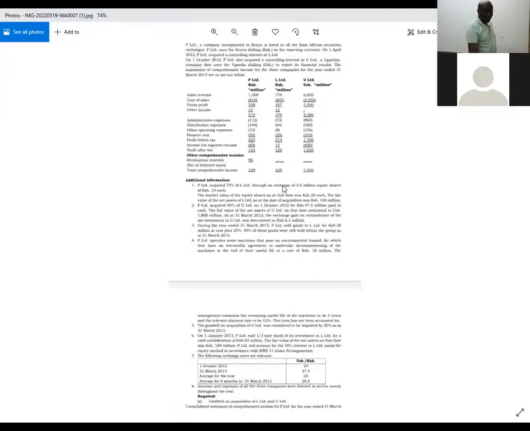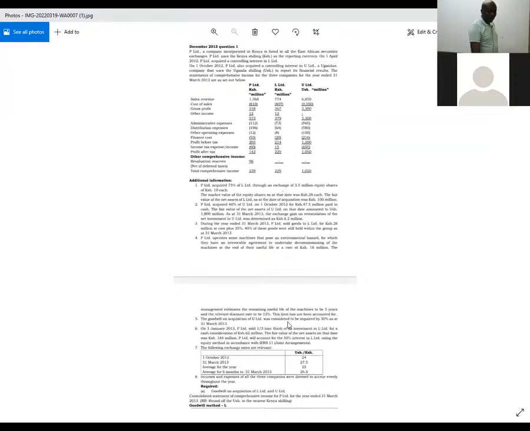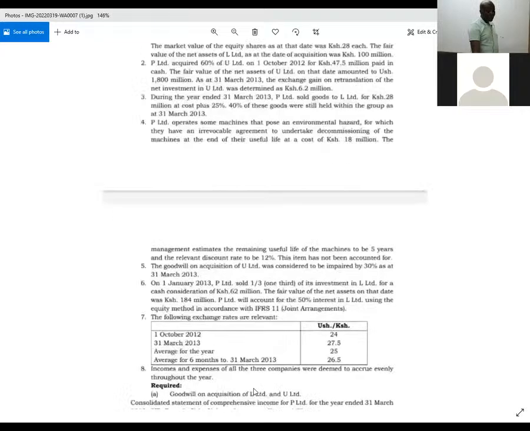Great. Now we are told here, look at the required side first of all. They want us to give them goodwill on acquisition of L Limited and U Limited. And then number two, to consolidate the statement of comprehensive income for P Limited for the year ended 31st March 2013. Note, round off the Uganda shillings to the nearest Kenya shillings.